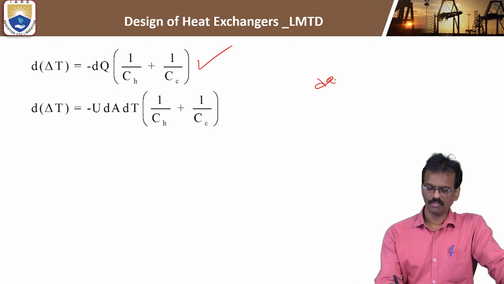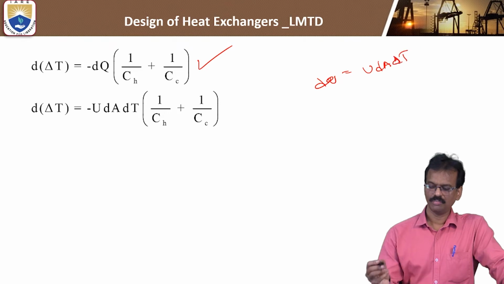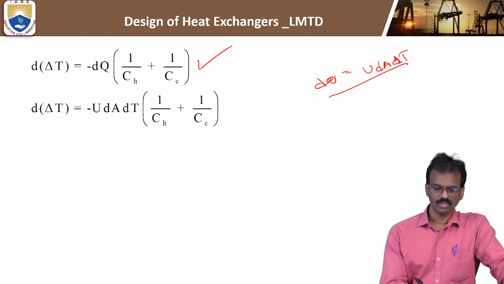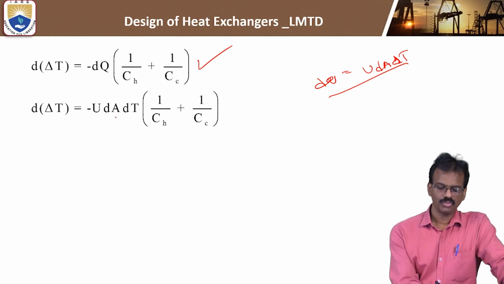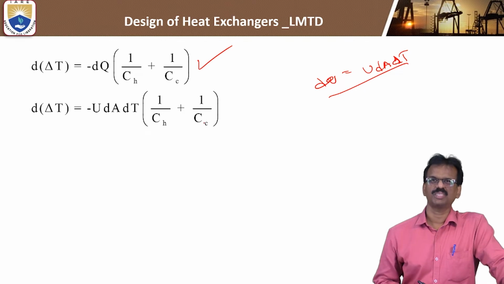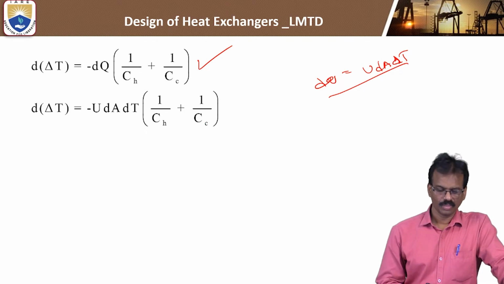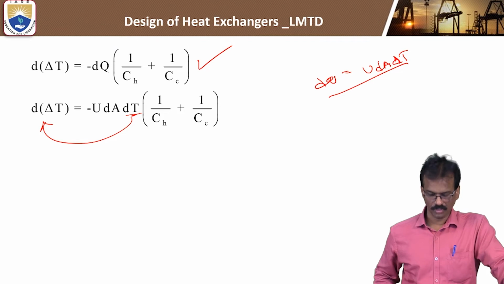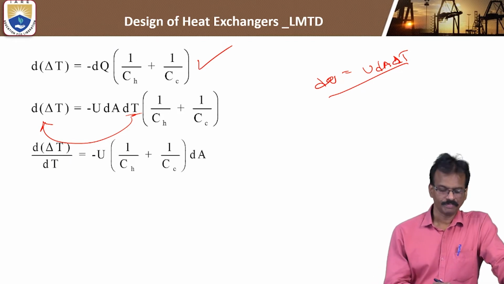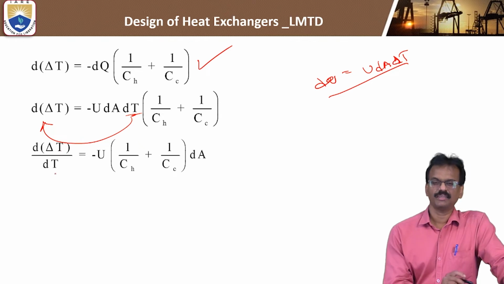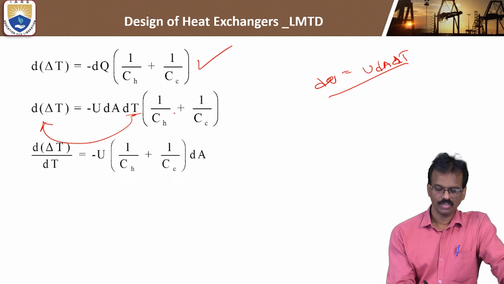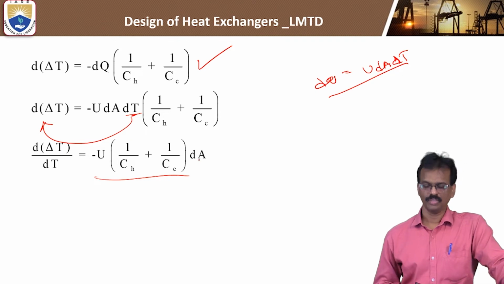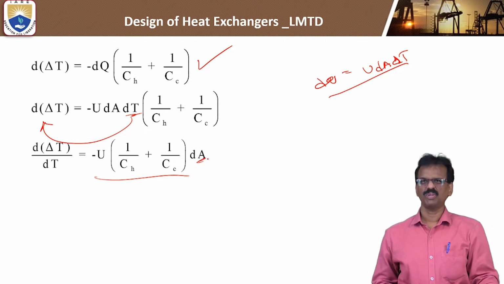You know the dq formula: dq is equal to U dA into delta T, the temperature difference. Substituting this formula, we get minus U dA into delta T into 1 by ch plus 1 by cc. Moving the delta T to the temperature side, the formula is: derivative of delta T by delta T is equal to minus U dA times 1 by ch plus 1 by cc. These are constant values. So this is the formula for the small elemental area.